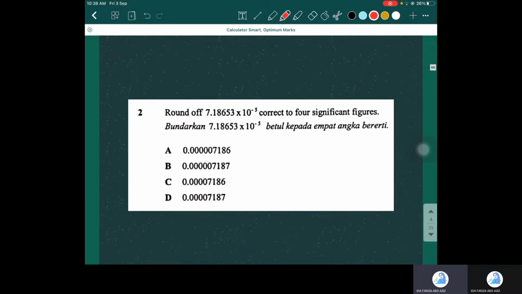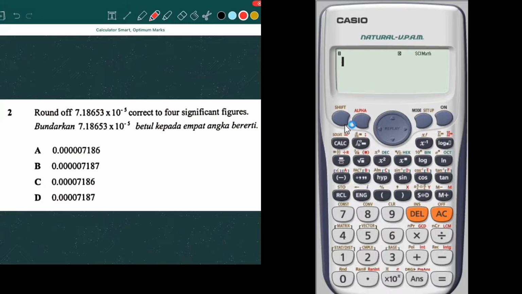Okay, question number 2, round off 7.1866. Ni to correct 4 significant figures. Bila dia kata correct to 4 significant figures, kita tekan shift setup number 7 ni tadi, and we choose 4. Tekan 4 and then baru insert the question 7.18653 exponential kat bawah ni -5. Okay, macam tu. So you tekan equal, terus dapat jawapan dalam bentuk macam ni kan.